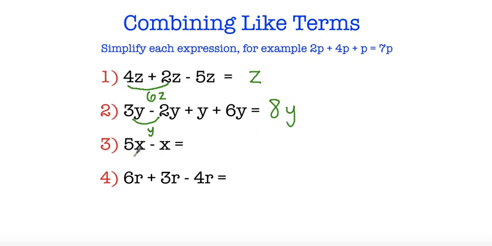And then here I have 5x minus x, so 5, remember that this is 1, so 5 minus 1, that's 4x. And then here I have 6r plus 3r, these two together are 9r, and then minus 4r, so 9r minus 4r is 5r. Okay, and that's it.